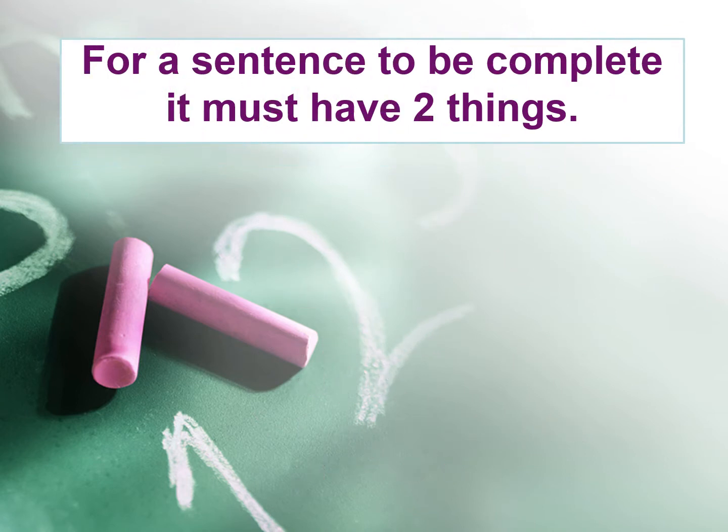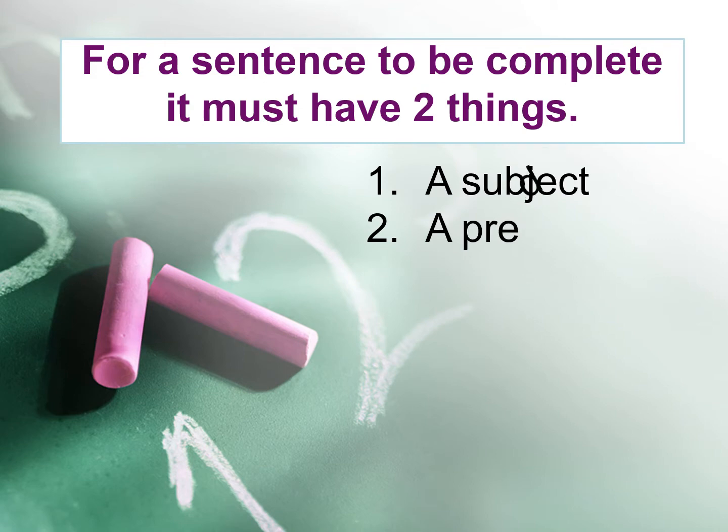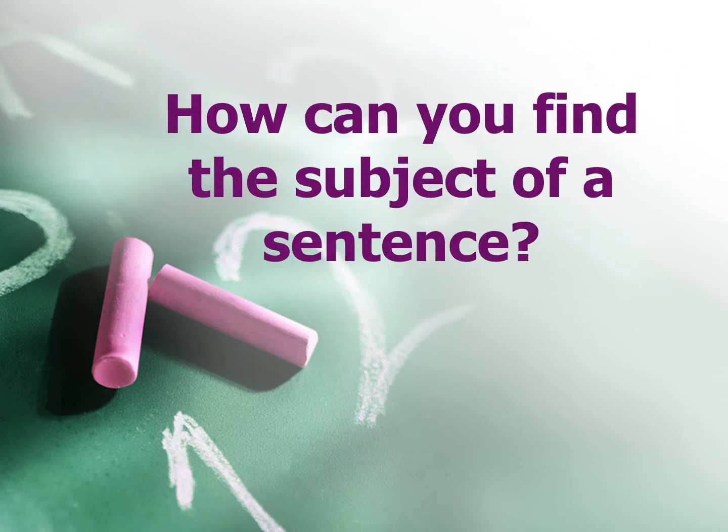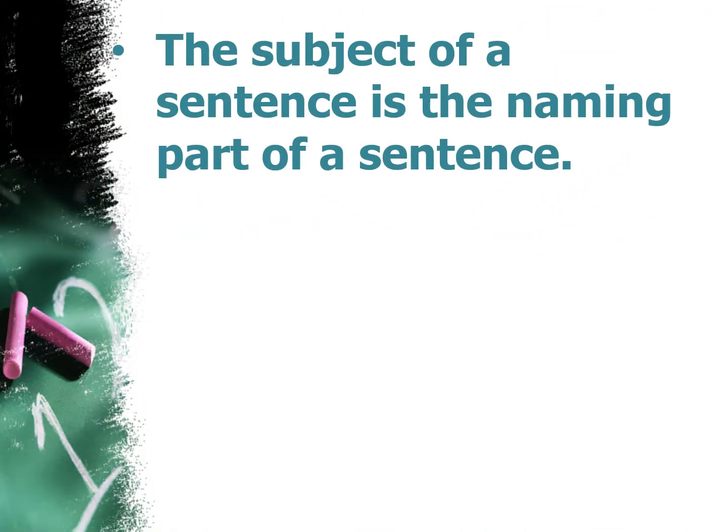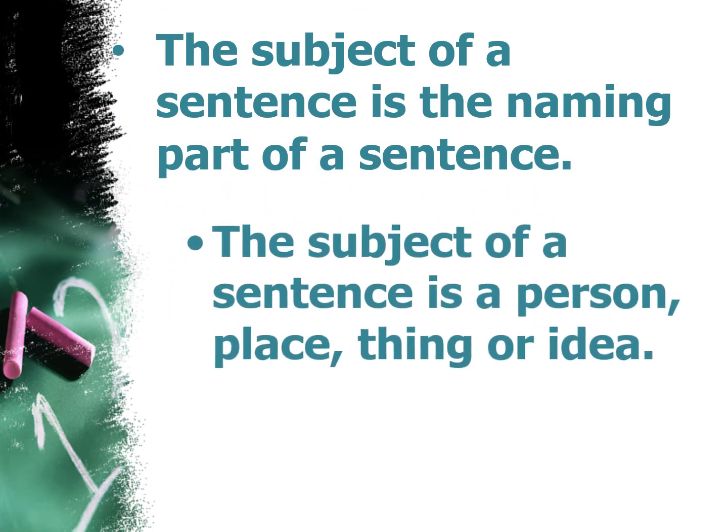For a sentence to be complete, it must have two things. One, a subject, and two, a predicate. How can you find the subject of a sentence? So the subject of a sentence is the naming part of a sentence. The subject of a sentence is a place, a person, or a thing. It is always doing or being something.